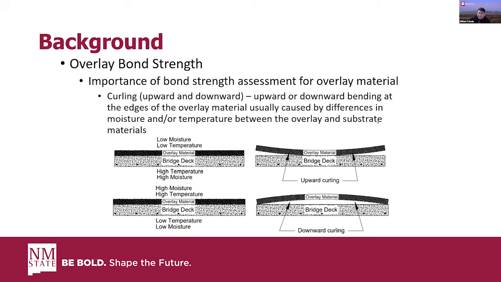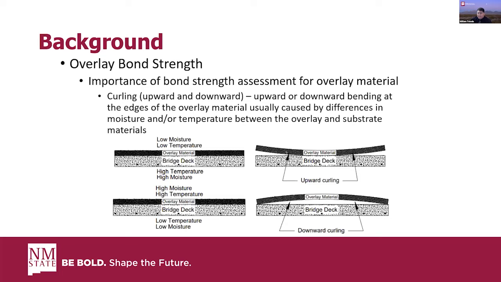Okay, something to consider when considering an overlay material is the bond strength. So we need to assess bond strength because of a phenomenon called curling. And curling is just the upward or downward bending at the edges of the overlay material, usually caused by differences in moisture and or temperature between the overlay and substrate materials. So we get upward curling when we have low moisture or low temperature above the overlay and high temperature and high moisture below the overlay.